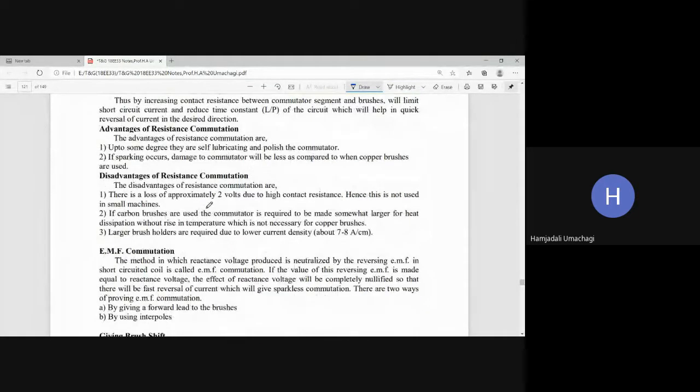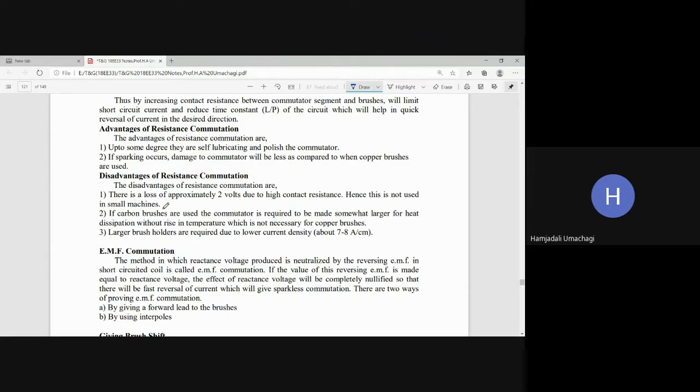Then coming to the disadvantages. First one, there is a loss of approximately 2 volts due to high contact resistance. Hence, this is not used in small machines. There is almost a drop of 2 volts. For that sake, we are not using this type of carbon brush in small machines, because small machines means the output will be very less there. Since the output itself is less, if we have a further drop in the voltage, then it is not a good thing.